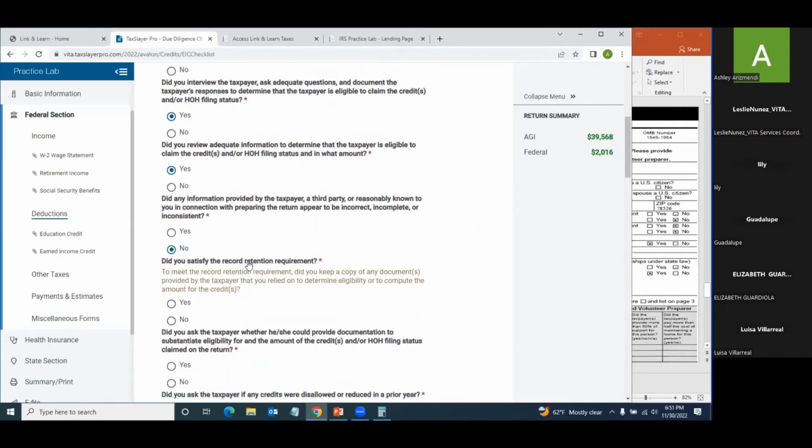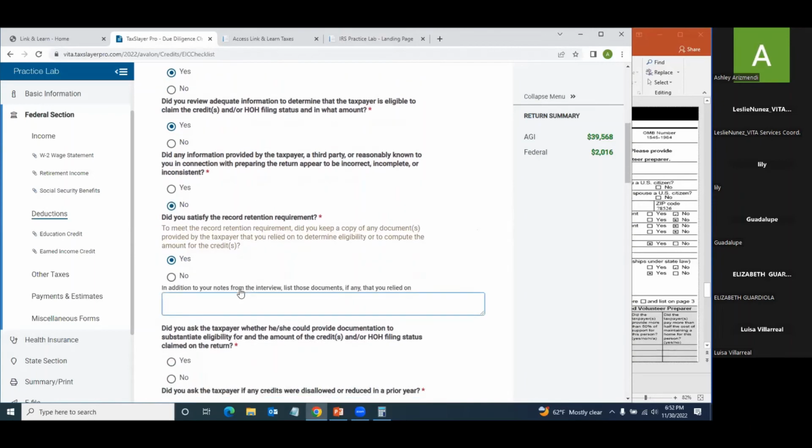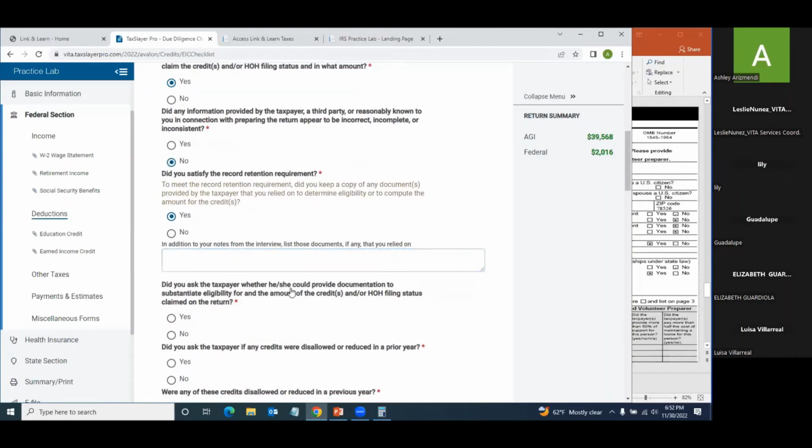Did you satisfy the record retention requirement? So did you meet the record retention requirement? Did you keep copy of the documents, which we do, provided by the taxpayer that you relied on to determine eligibility or to compute the amount for the credits? We always keep a copy of their W-2, their 1098-T forms, all forms and documents that are given, we keep copies of it while we're doing their return. Their social security, their IDs and everything. Of course, if you feel the need to add notes, you can add notes here just for your purposes so we know what you're doing.